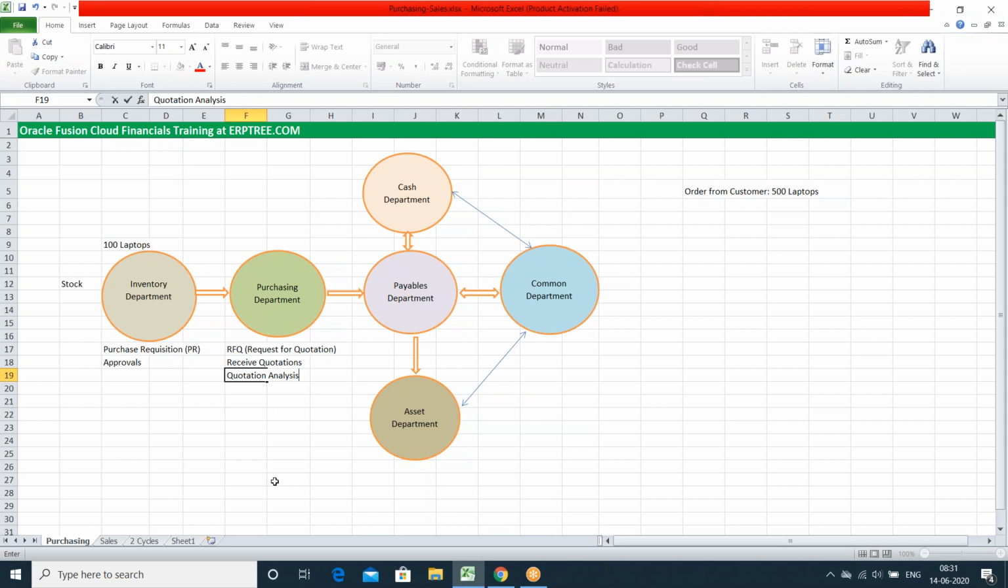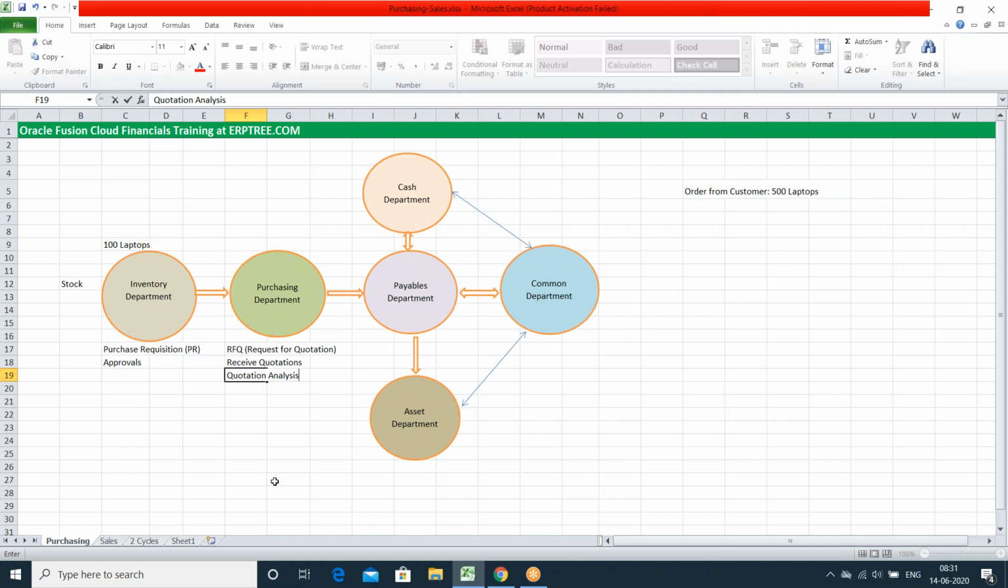You can call it quotation analysis, or simply quote analysis. Quotation's short name is quote. They do the quotation analysis: what are the quotations they are receiving from the different vendors? They look into all those quotations, and that we call quotation analysis.